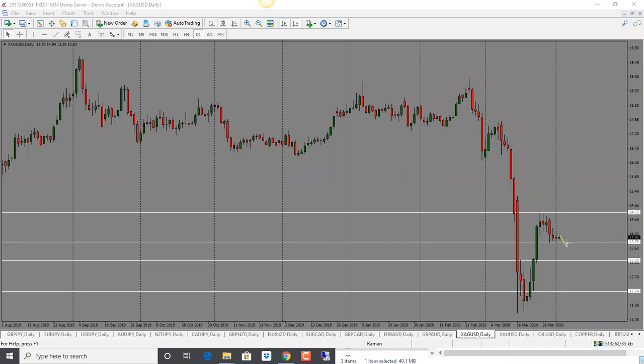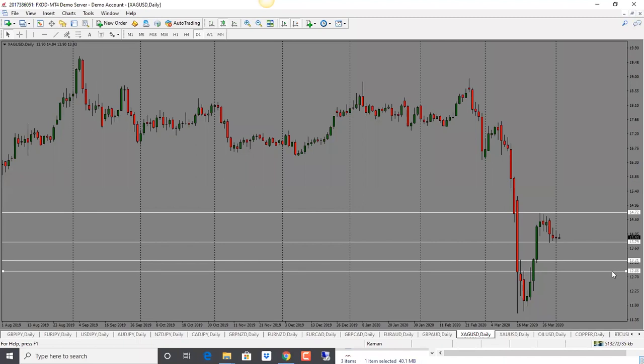So we need to see price clear this 13.80 level, and then we could get a further move to the downside. In this case, the first target is 13.20. And if it manages to get through that, we're looking at 12.80. So for now, bias is bearish, but with caution.